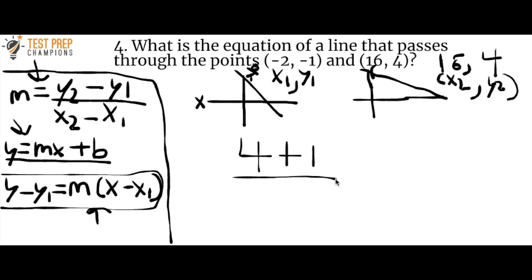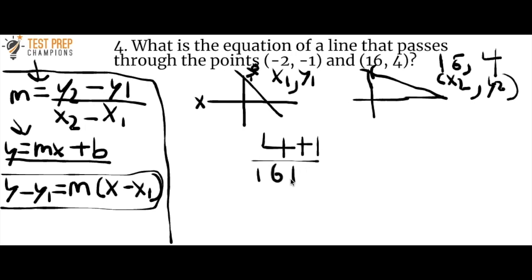Okay, and so now the next step here is to do x2 minus x1. All right, and so our x2 is 16 and our x1 is negative 2. So again, 16 minus negative 2 is the same as 16 plus 2. So whenever you do minus a negative, it just becomes a plus. And of course, let me put the slope symbol here.